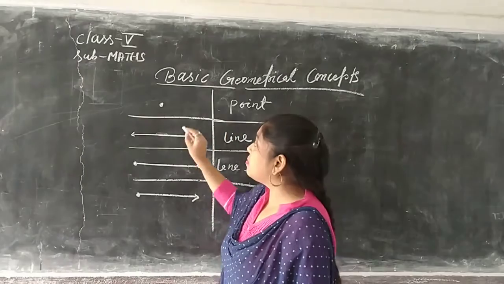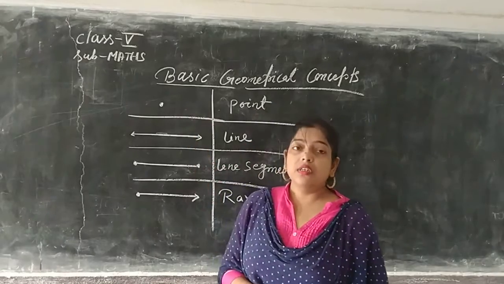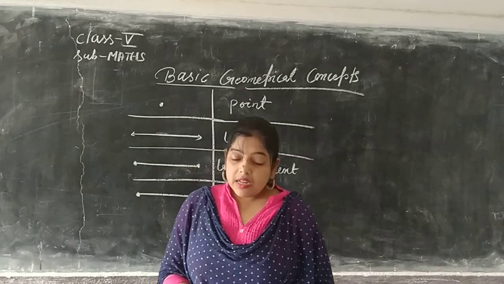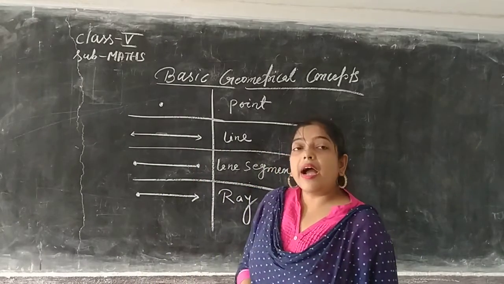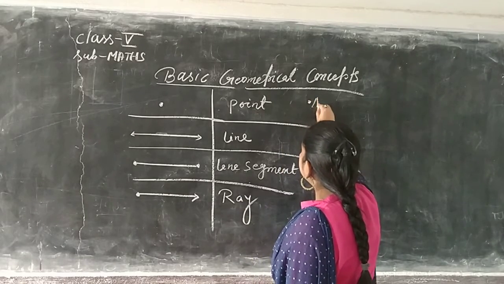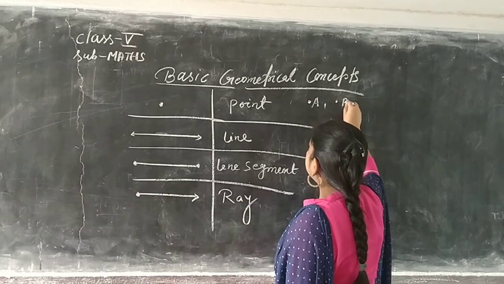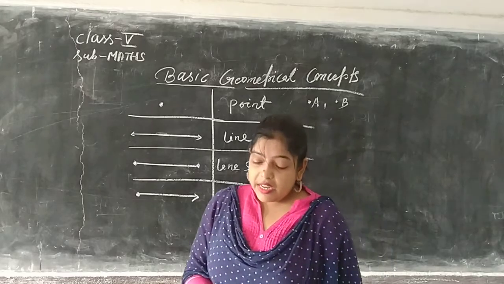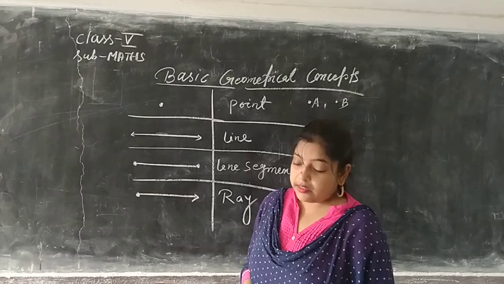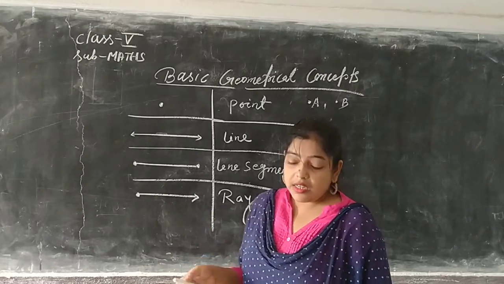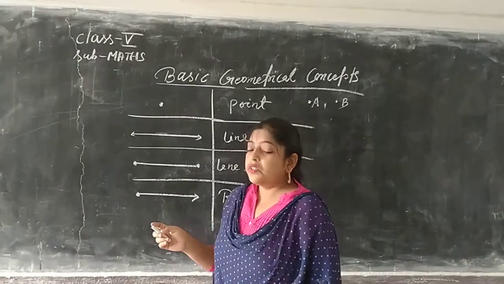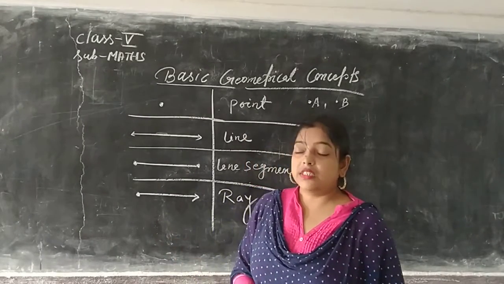A point is a mark of position. We name a point by letters, for example point A, point B. So we name a point by a capital letter such as A, B, C. We write point A, point B, point C, so it is a mark of a position.